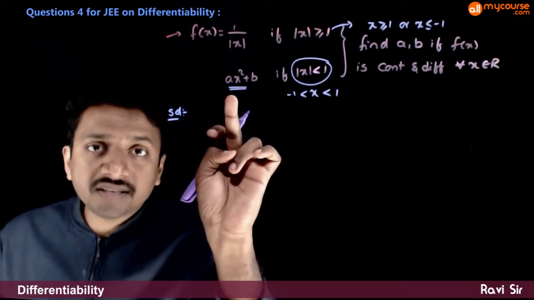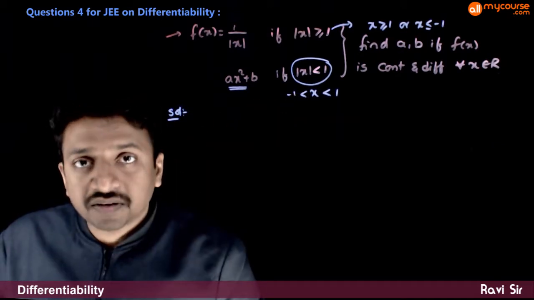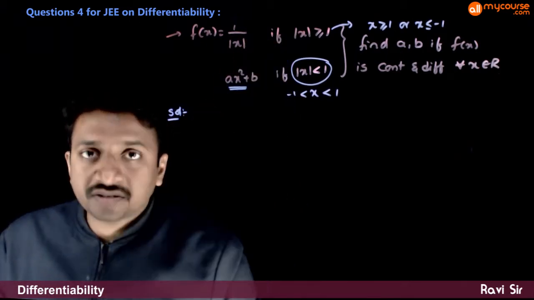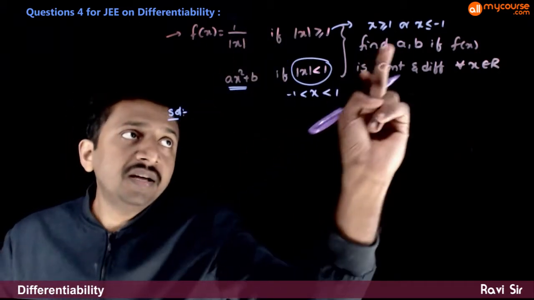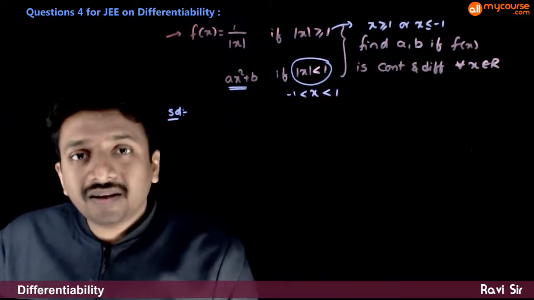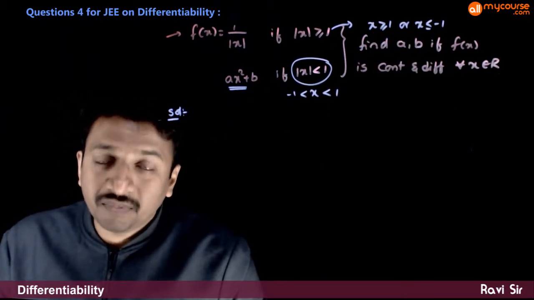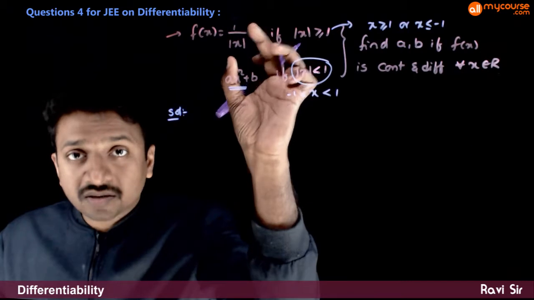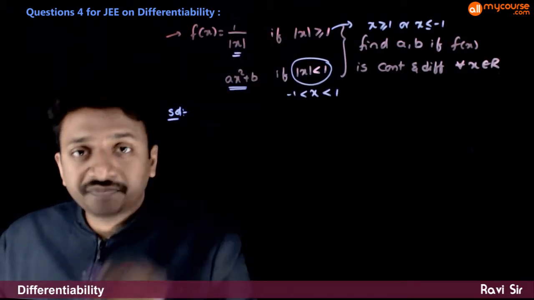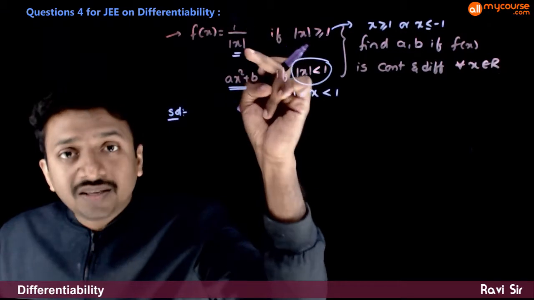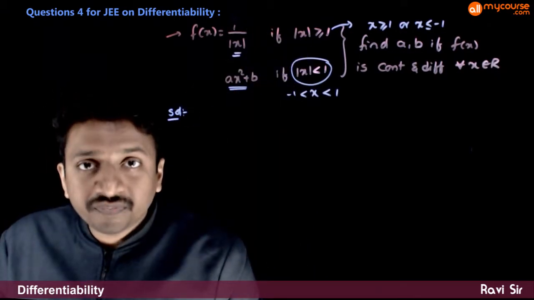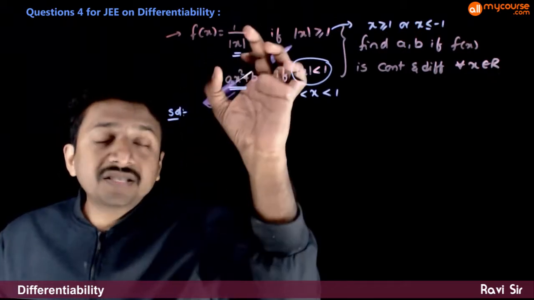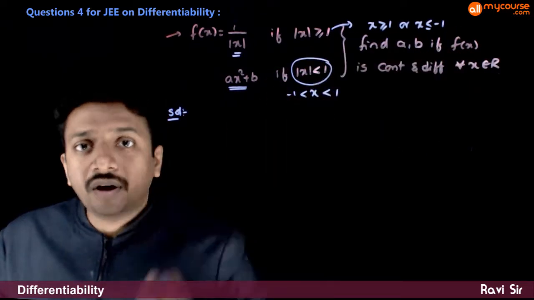This is always continuous and differentiable in minus 1 to plus 1. So within this interval there is no problem of continuity and differentiability. And 1 by mod x is also continuous and differentiable in x greater than or equal to 1 and x less than or equal to minus 1. Because the problems of continuity and differentiability of 1 by mod x occur only at x is equal to 0. Because when x is equal to 0, this is a rational function where the denominator is becoming 0. And mod x also has differentiability problems at x is equal to 0. But this function is not defined anywhere in the neighborhood of x is equal to 0.